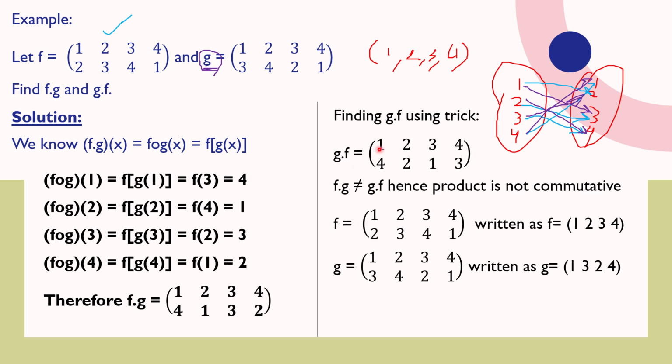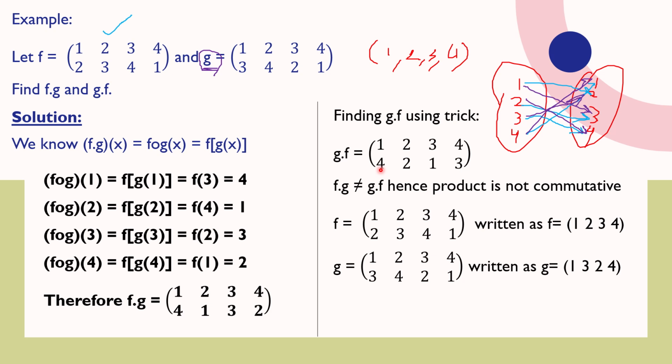So when we're talking about 1, we have to find the image of 1 now, right? Since it's g dot f, you first look in f. What is the image of 1 in f? It's 2, right? Now you look in g. For 2, what is the image? 4. So the answer is 4. In place of the image of 1, you will write 4.